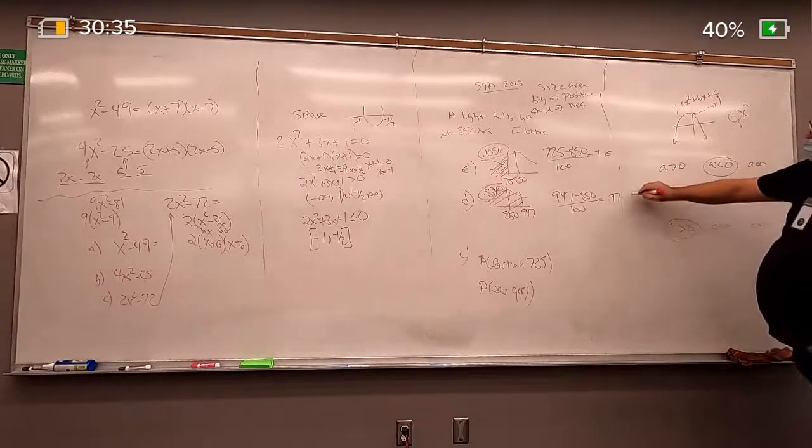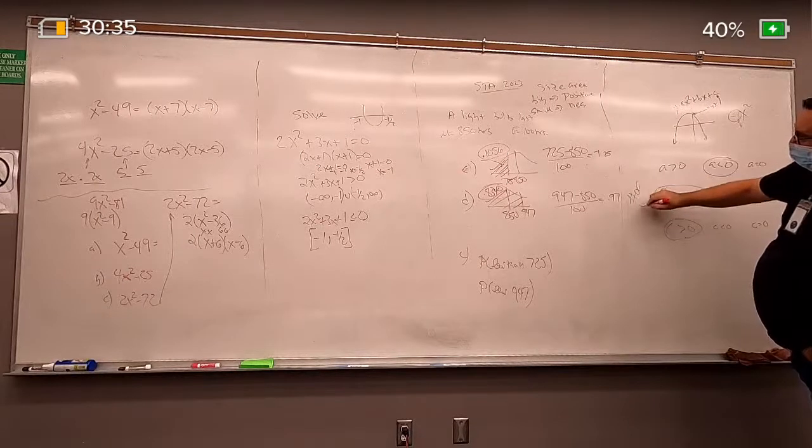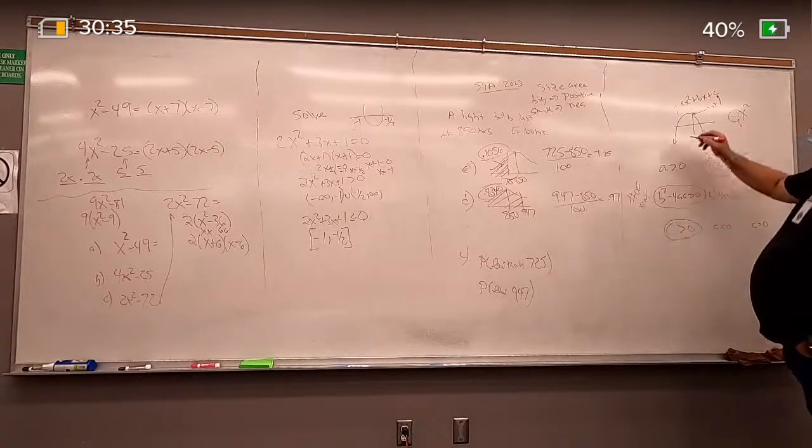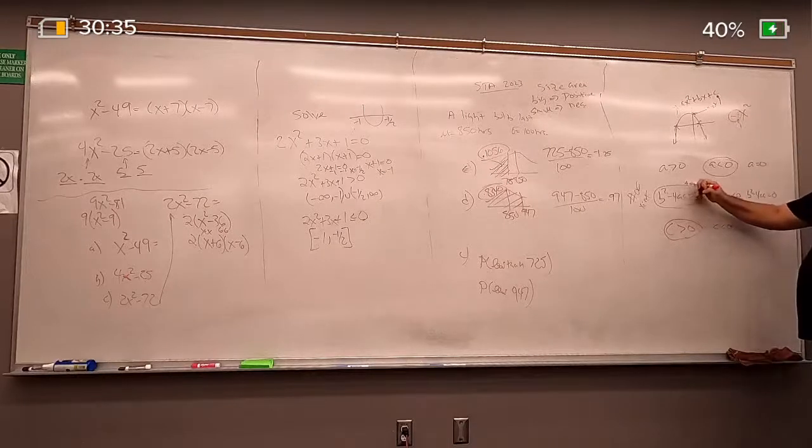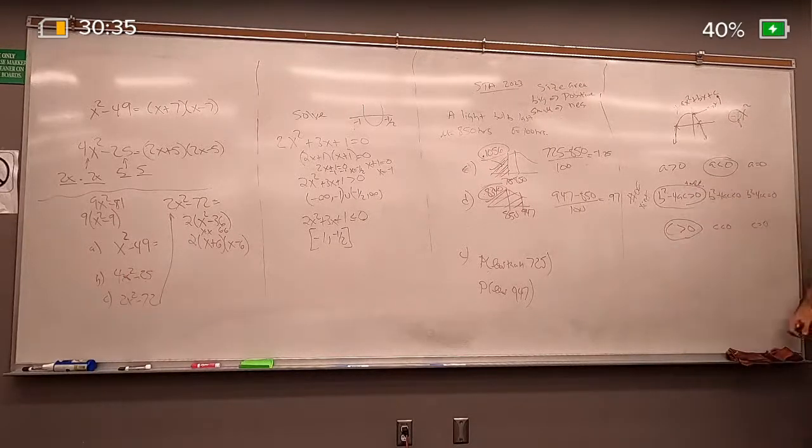This tells me the number of x-intercepts. If it crosses twice, that makes sense. It's the number of x-intercepts. We call b squared minus 4ac the discriminant. That's the official name for b squared minus 4ac.